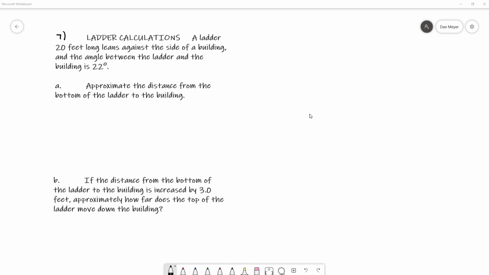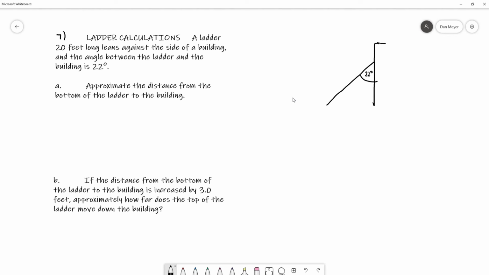All right, on to number 7 here. Ladder calculations. A ladder 20 feet long leans against the side of a building, and the angle between the ladder and the building is 22 degrees. So we can draw this situation right off the bat. We got a building, and our ladder. And the angle between the building and the ladder is 22 degrees. So there's a halfway decent picture.